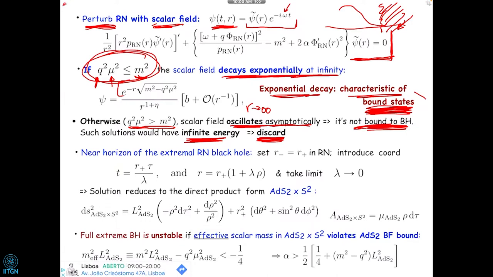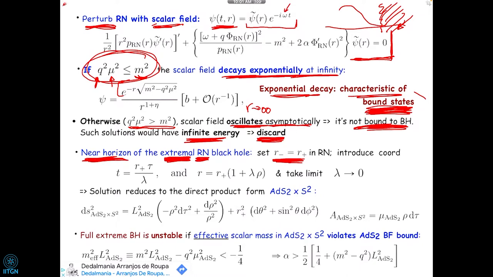Now, in such case, I can position myself in the Reissner-Nordström configuration that is at extremality. Being at extremality means that the Reissner-Nordström black hole has zero temperature. Or said in other words, the inner horizon coincides with the event horizon. And then I can zoom in near the horizon of this solution. This is what we call the near horizon region of the extremal Reissner-Nordström black hole.